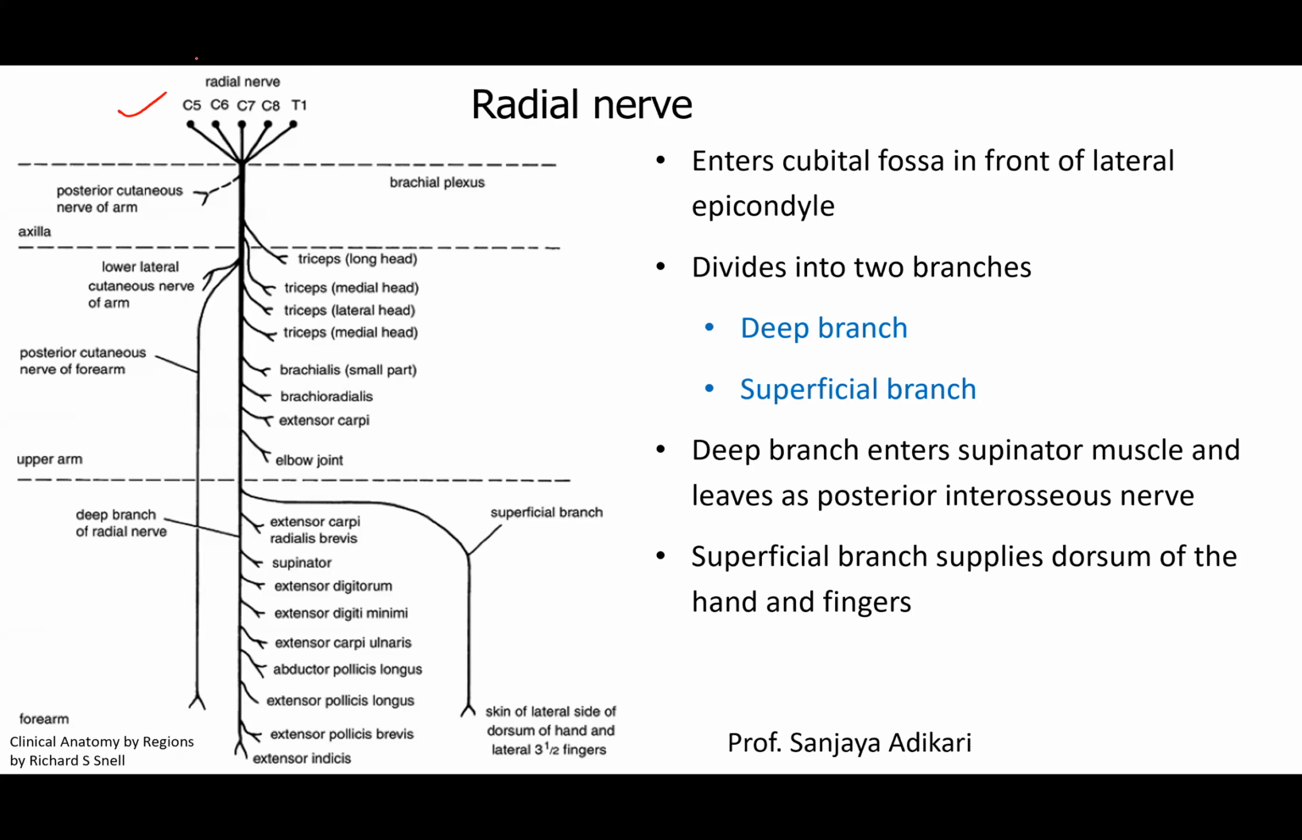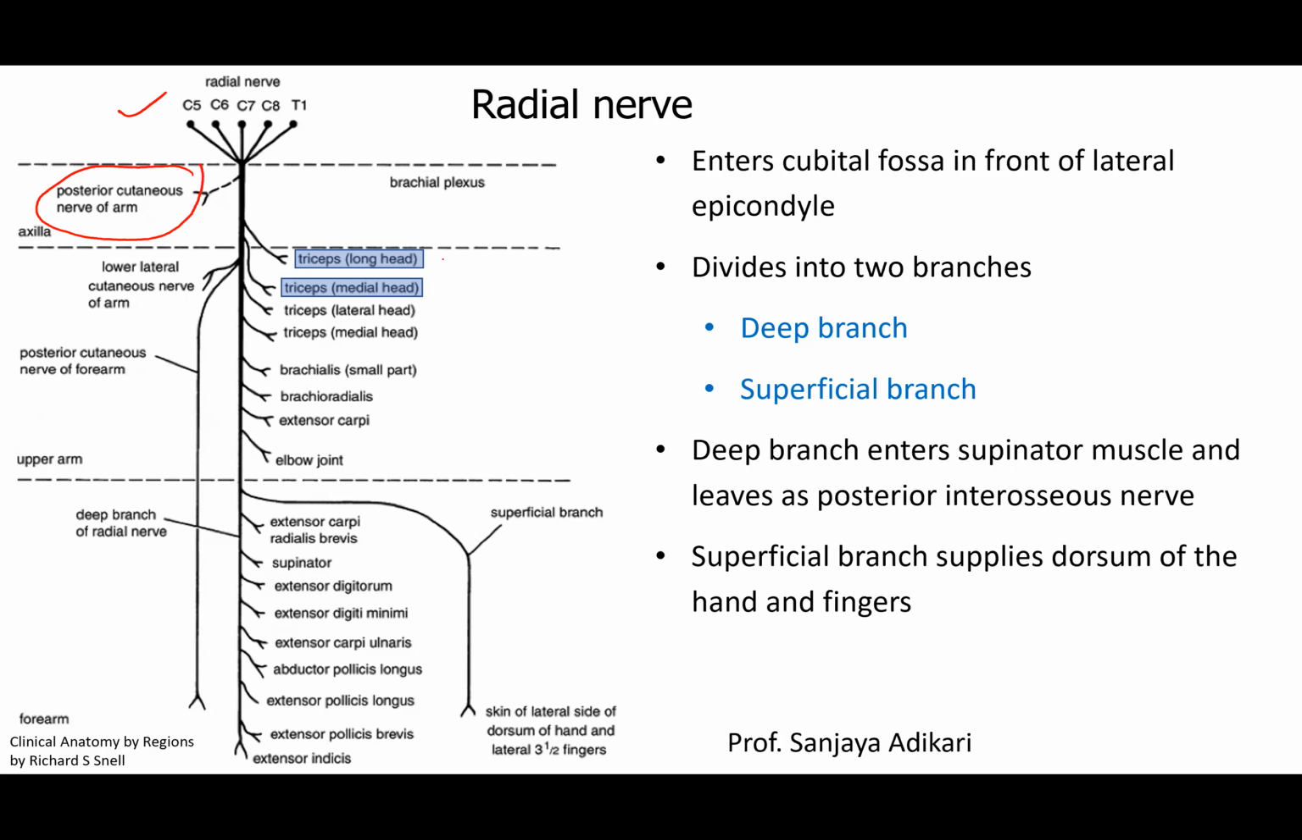Then in the axilla, it gives a posterior cutaneous nerve of the arm, with only a cutaneous branch in the upper part. And in the axilla, the important point is that it gives the branch to the long head of triceps. And even the medial head is supplied from a high branch. So this is before the radial nerve enters the radial groove in the arm.